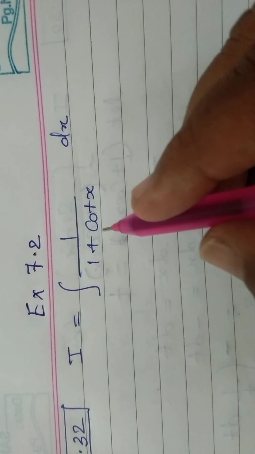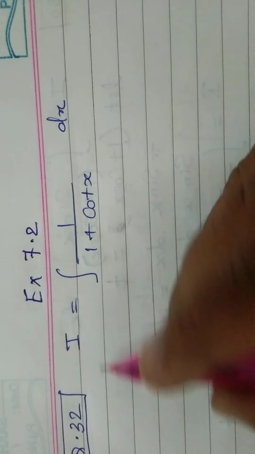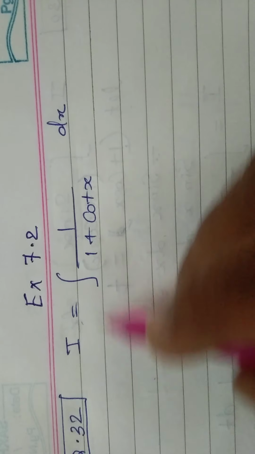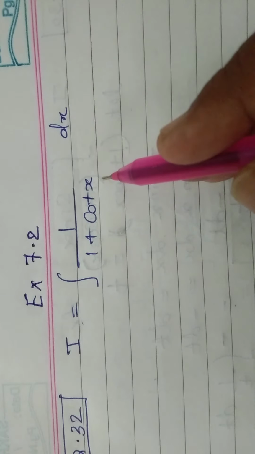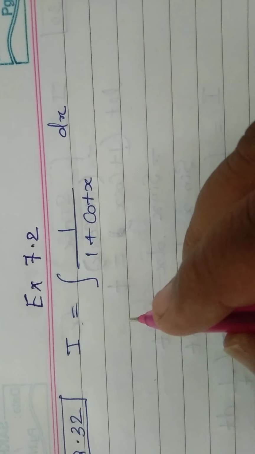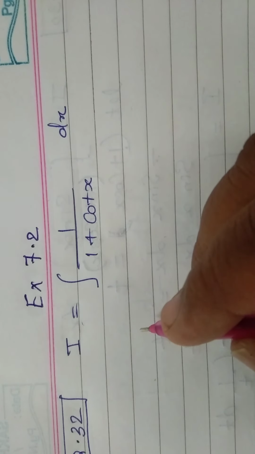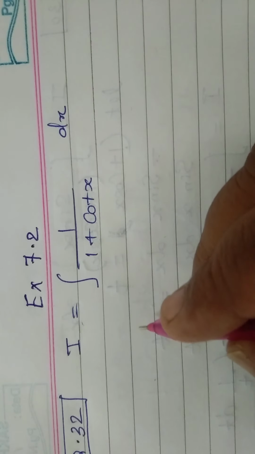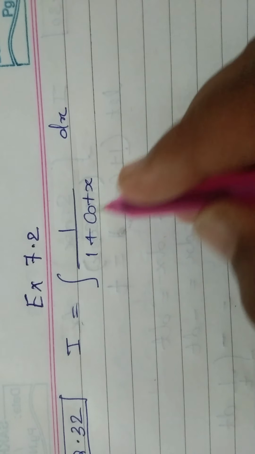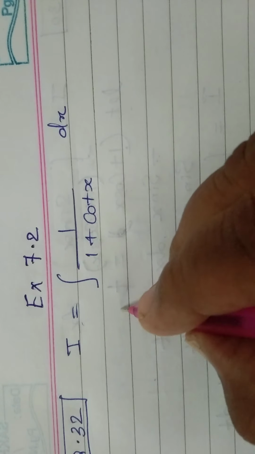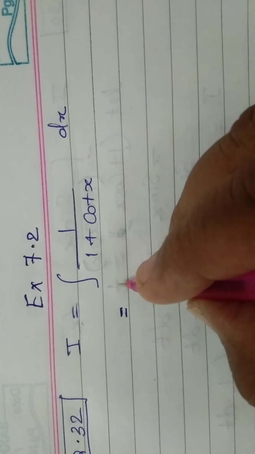Okay, we are back with our 7.2. We have reached question 32 and it is I is equal to integral 1 upon 1 plus cot of x. Now here in this exercise we were undergoing some substitutions for easy simplification. But here there is nothing to solve for dx or something. So we still need to make some changes in my question.